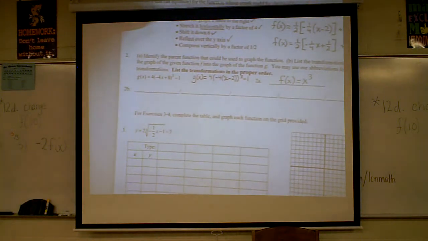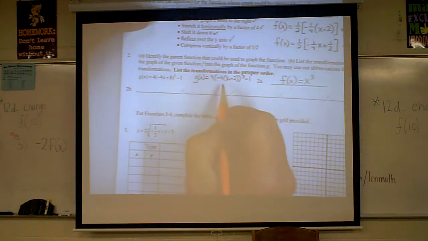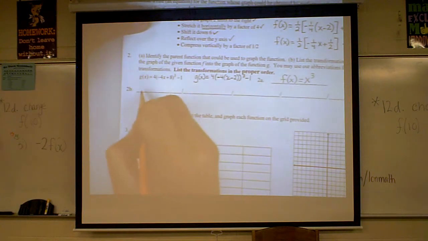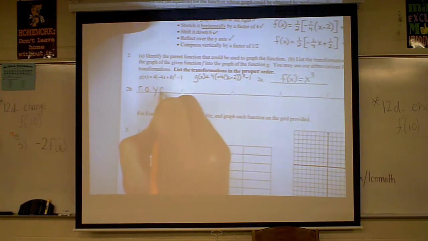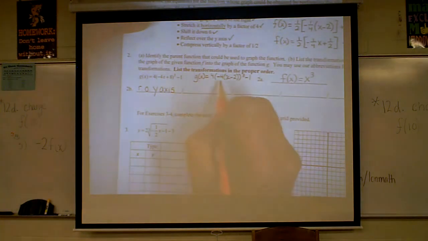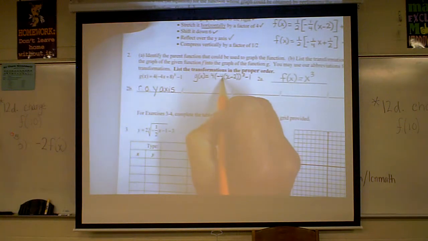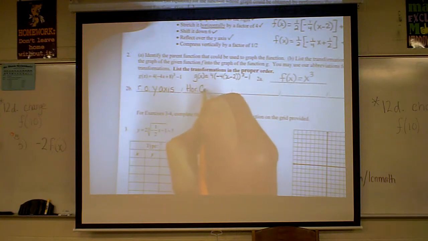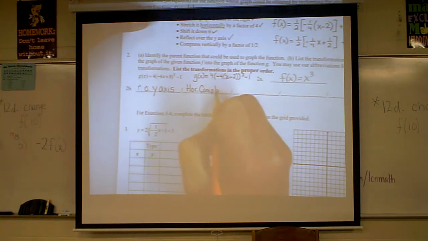So to start the transformations, you begin right here inside. That negative 4 is your a value. So you're going to first say reflect over the y-axis. Then you flip this number. The reciprocal of 4 is 1/4. That number is less than 1, so it's a horizontal compression by 1/4.